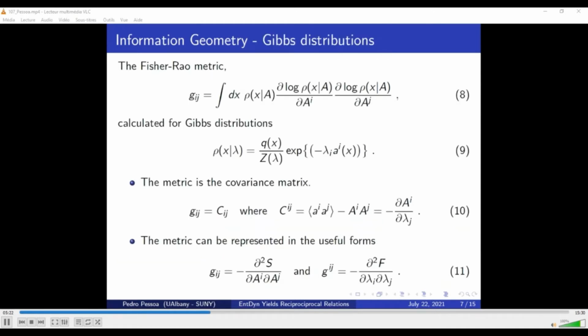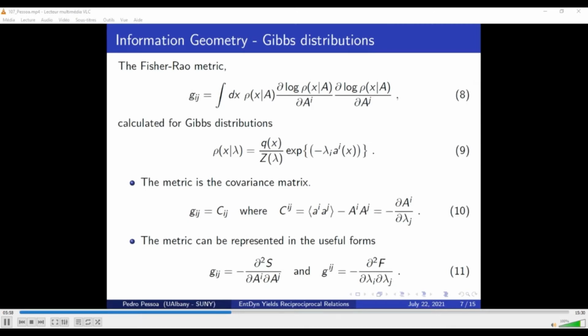If we calculate the Fisher-Rao metric for distributions in the exponential form, we have some very useful results. First, the metric is going to be the covariance matrix between the sufficient statistics, as we have here in equation number 10. Second, and specifically to these coordinates, we can calculate the metric as the Hessian of negative entropy with respect to the expected values, and the inverse metric is the Hessian of F with respect to the Lagrange multipliers.